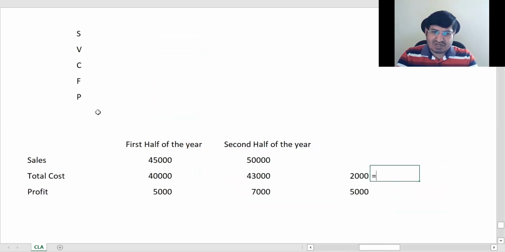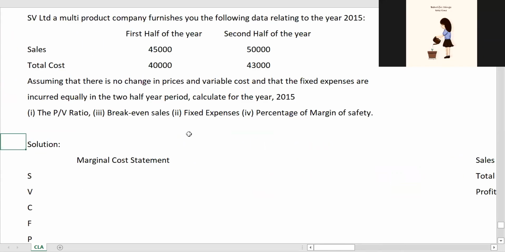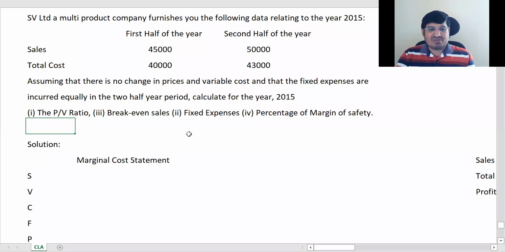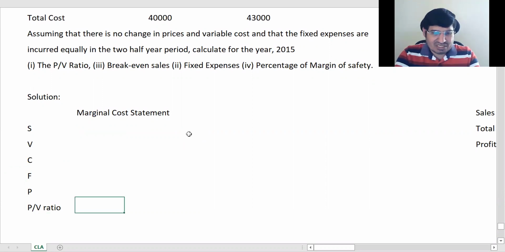So what is your PV ratio now? 2000 upon 5000 into 100, basically 0.4, which is 40%. The PV ratio is 40%. Understood till here? Okay, we have got PV ratio as 40% now. Here I've written the marginal cost statement, and I'll write the PV ratio here as 40%.